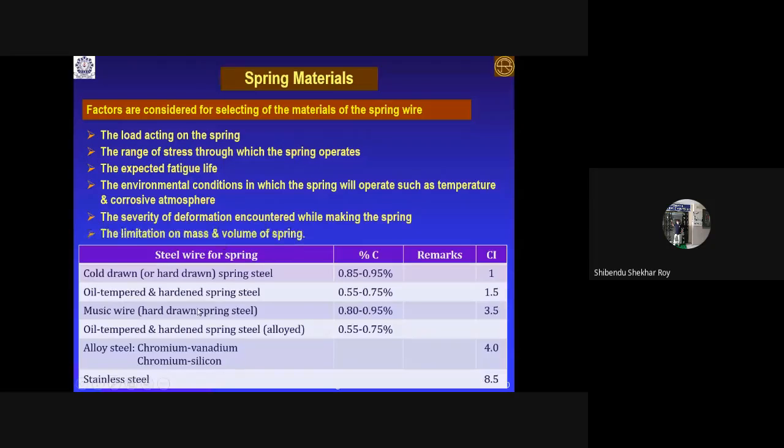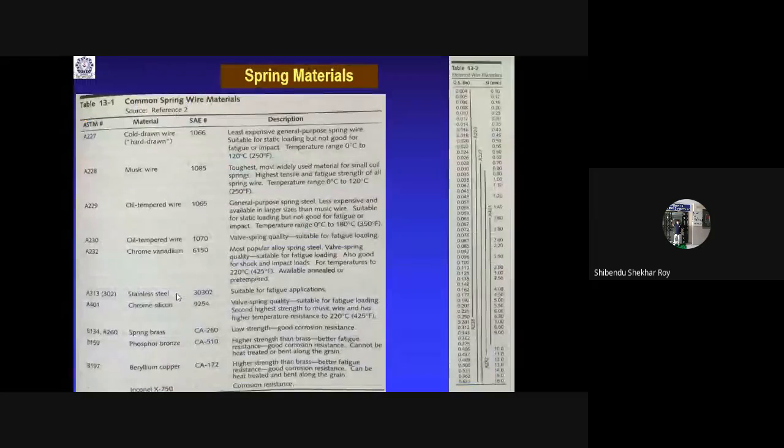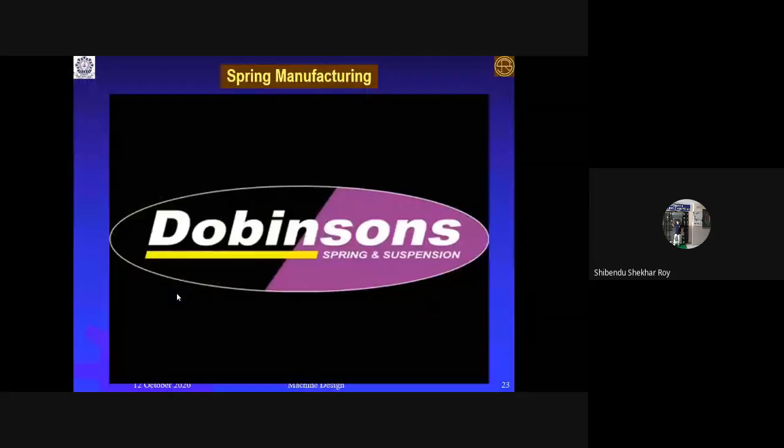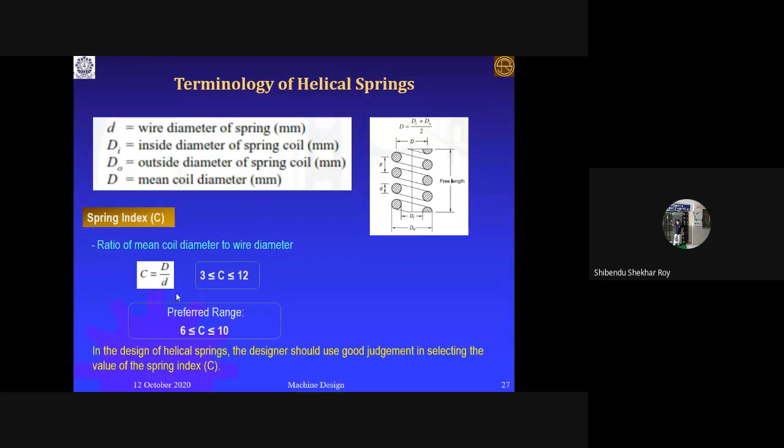And as you know, these are the materials mainly preferred for spring material. And the terminology used in helical springs that you have seen: it is made of a wire by a coiling process, either hot coiling or cold coiling. Now the wire diameter d is very important.